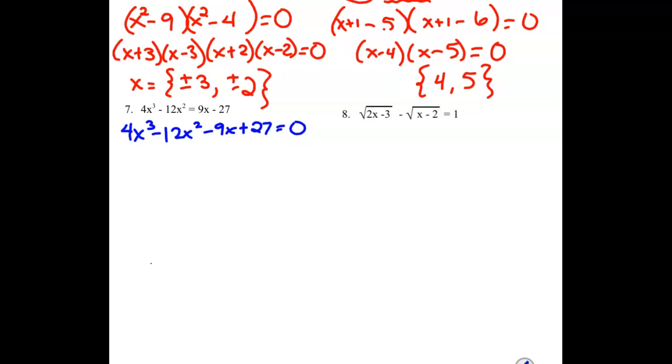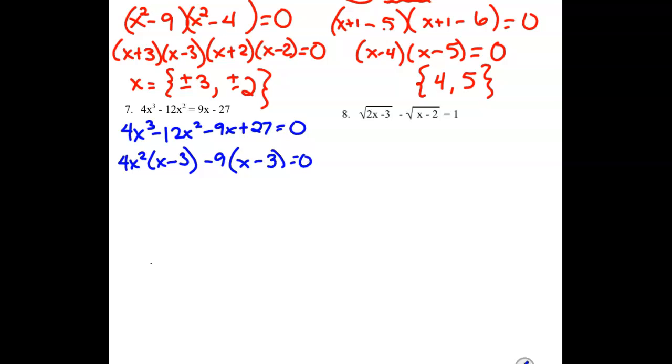And then with factor by grouping, we want to look for something common in the first 2 pieces. What's common in the first 2 terms? A 4x squared, we'd have an x minus 3 left over when we divide that out. Okay, what's common in the second set? So we'll take out a negative 9. I'm going to make it a negative 9 because that leaves me an x minus 3, right?